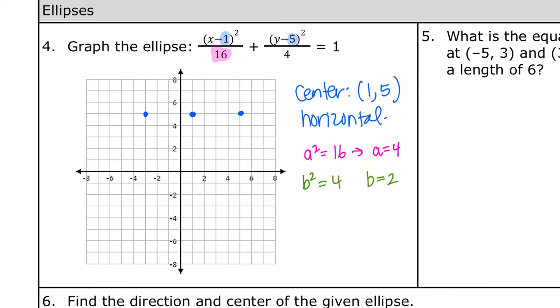That helps us find our co-vertices. So since we already did horizontal, we're going to do vertical, 2 up, 2 down. And then you could just connect all of those points. Should be pretty much oval shaped. Something like that.